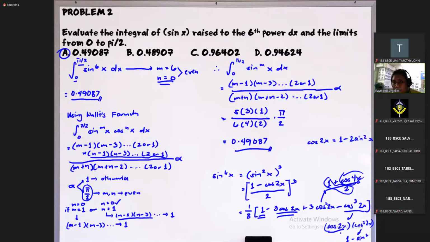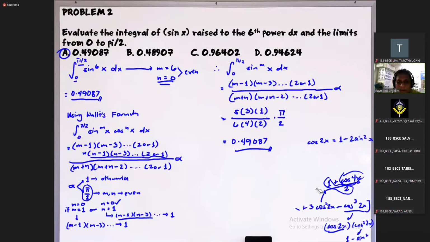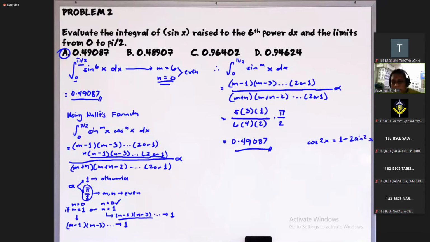So pero medyo mahaba, di ba, kung iisipin natin, lalo na pag mas malaki yung exponent. So kaya either gumamit kayo ng calculator or Wallis formula lang, no? So ang limitation lang naman ng Wallis formula is 0 to pi over 2 lang yung kaya niyang i-solve. So if ever na hindi 0 to pi over 2 yung given sa atin, there's a possibility na gagamit kayo ng properties, di ba? Especially trigonometric identities.